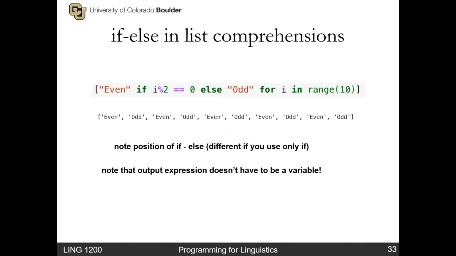And notice also that the output expression doesn't have to be a variable. So it doesn't have to be that thing that we're looping over. So for I in range, it doesn't have to be I. It can be something completely different. So we can append whatever we want using list comprehensions, setting these conditions, or not setting the conditions. We could just say, leave behind the string even for I in range 10. So we'd have a list of 9 strings of even. It could work that way as well if you didn't want the if or the else statement.